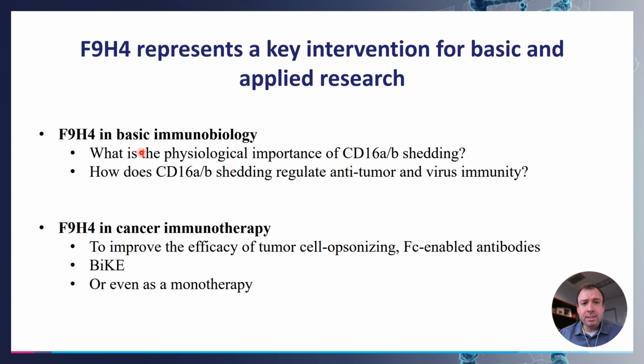So we think F9H4 is a key reagent for basic immunobiology that we can use to study CD16A shedding in vivo. These are a few questions we want to address in follow-up studies. Also, we think F9H4 is a new opportunity for cancer immunotherapy because there are so many antibodies used for cancer treatment, and many of them are Fc-enabled antibodies. F9H4 can increase the efficacy of tumor cell opsonizing Fc-enabled antibodies. So we want to explore new combinations of F9H4 with different types of antibodies in follow-up research.